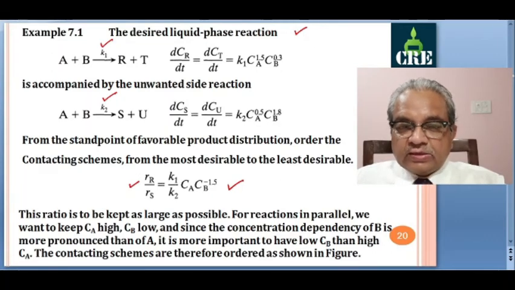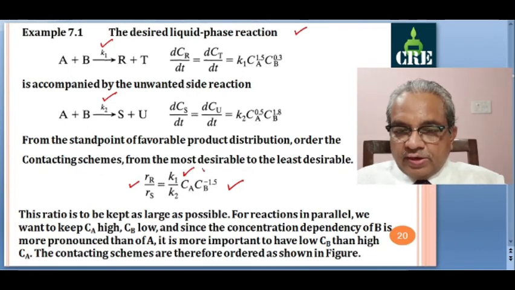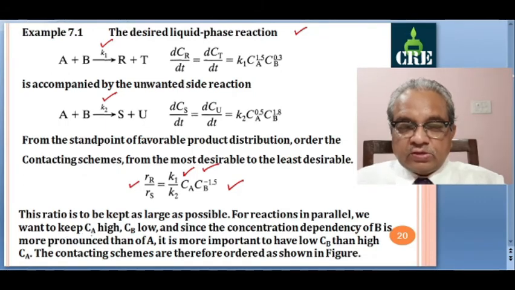So if R is desired, we want maximum R. So first thing is K1 by K2, this ratio should be kept as large as possible. Then this Ca raised to 1, order is positive. So this should be maintained high, and this order is negative. So this should be maintained low. So for these parallel reactions, we want to keep Ca high but Cb low.